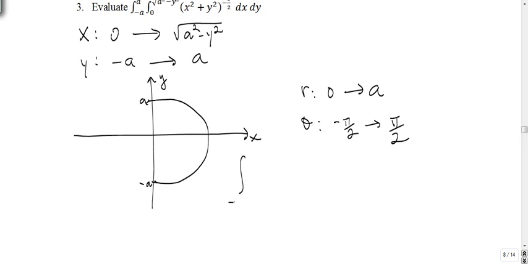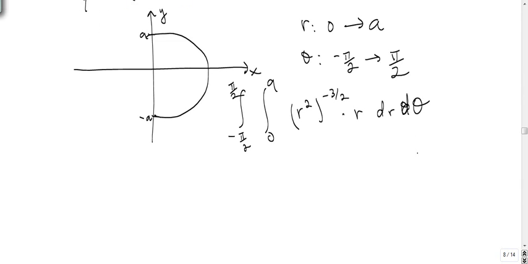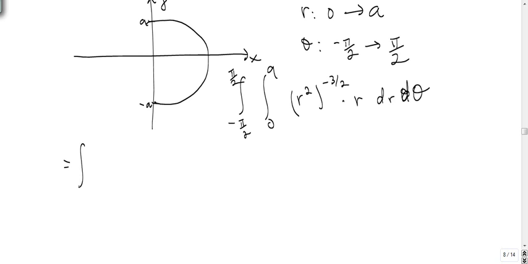So we have the double integral, minus pi over 2 to pi over 2, 0 to a. What does that integral become? x squared plus y squared is r squared, to the minus 3 halves. What else do we need? r dr d theta. Now let's simplify that before we integrate. That's r to the negative 3 times r, which is r to the negative 2 dr d theta.